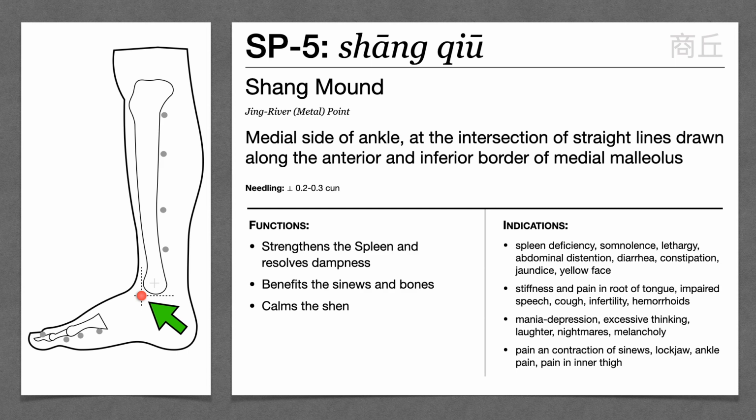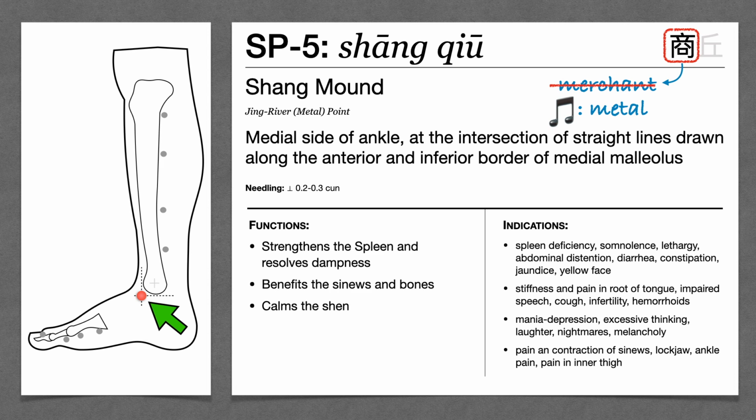Spleen 5, the name of this point is Shangqiu or Shang Mound. Now in modern Chinese, the character Shang means businessman or merchant, which doesn't really make a lot of sense here. But in classical Chinese, Shang refers to the second musical note of the pentatonic scale, which is associated with the metal phase. So that's what this name refers to, the metal element.